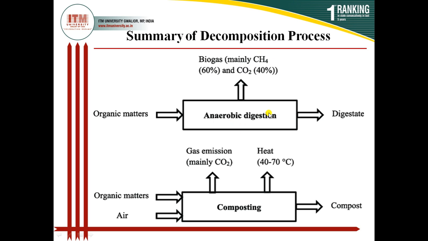And the remaining part, the remaining slurry, is known as digestate, because it is digested by microorganisms. So this digestate is the remaining part where the complex organic matter is already converted into mineralized form. So this can be used in our field as a manure.